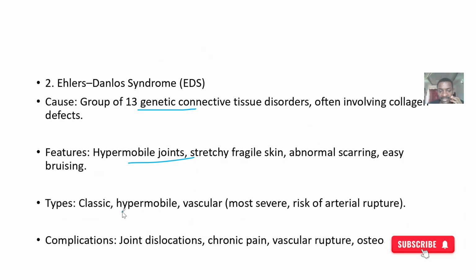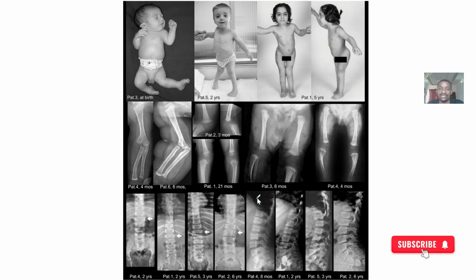So we have the classic, we have the hypermobile, we have the vascular one. So the complication is your joint could actually turn a wide range to the extent that it could actually get dislocated. Okay, there's chronic pain, there's vascular rupture, there's osteoarthritis.